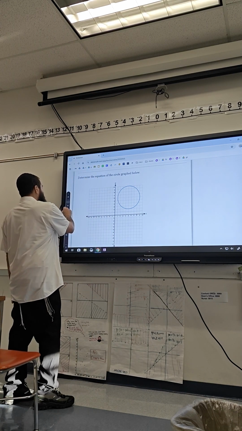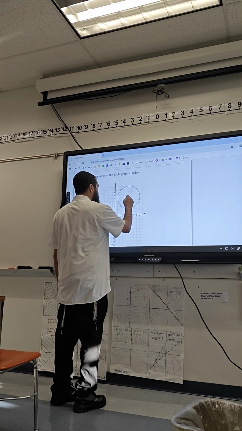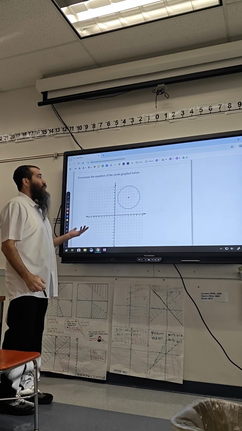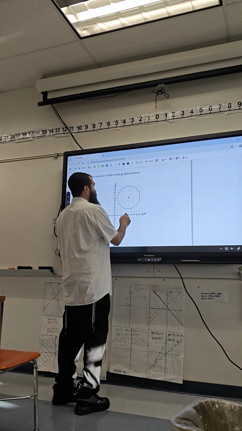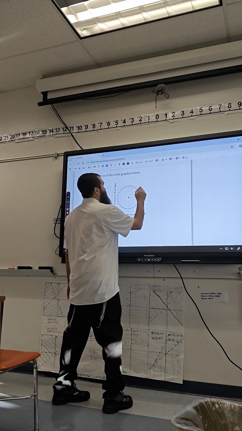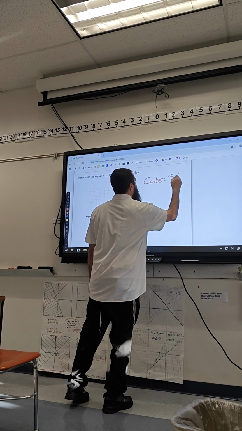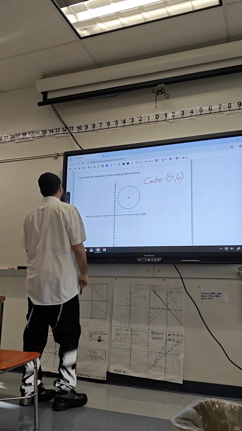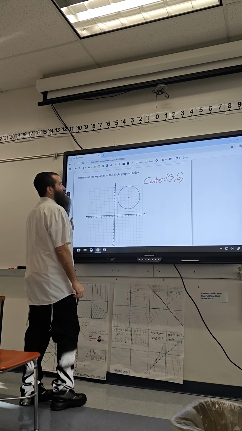So the center is just the center of the circle, like this point right here, all right? But you gotta figure out what the coordinates at that point are, which aren't hard. 5 right, 6 up. So the center is 5, 6, all right? And then the radius is just the distance from the center to any edge of the circle.